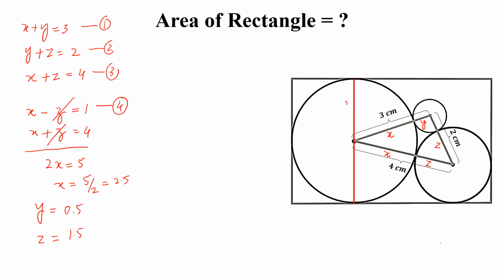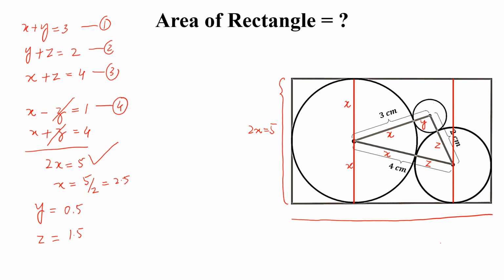Now this length is x and this length is also x. So the width of this rectangle is 2x, and 2x equal to 5. So this length is 5. Now we need to calculate this length. If we draw this line, this length is x, the radius of this large circle, and this length is z. But how to calculate this length?